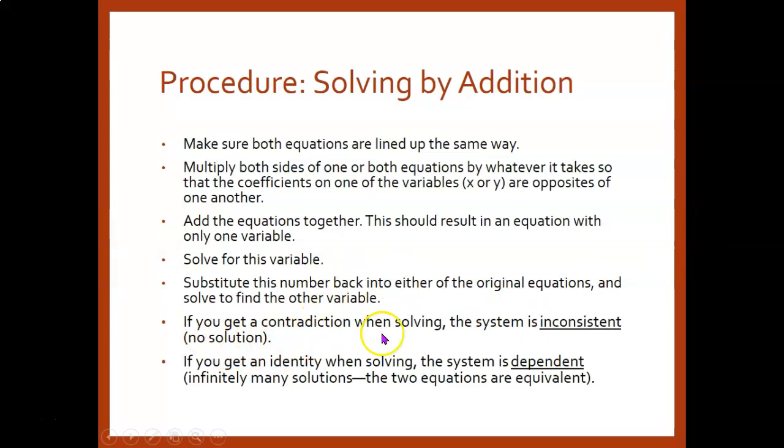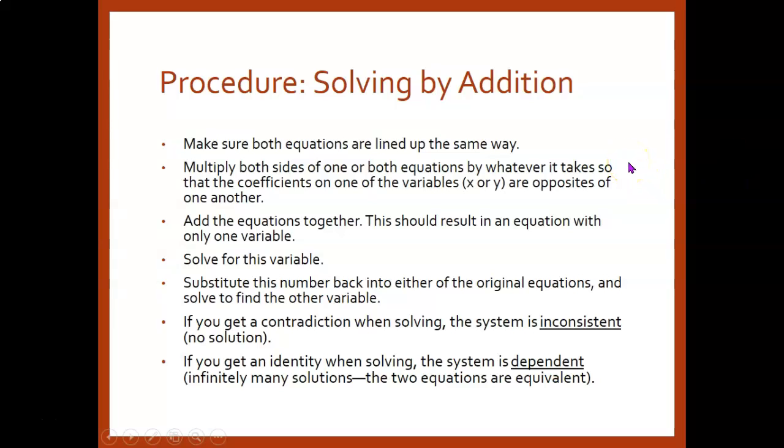Now, if you get a contradiction when solving, like if you add the two equations together and both variables get eliminated, so you just have something like 0 equals 12 or something that is just plain not true, that shows you that your system that you're trying to solve is inconsistent. It has no solution. The two equations would represent lines that never cross.